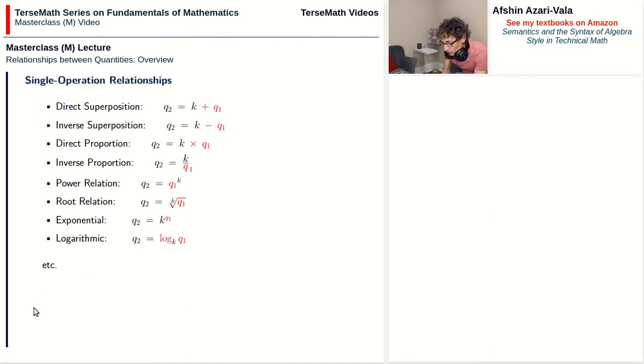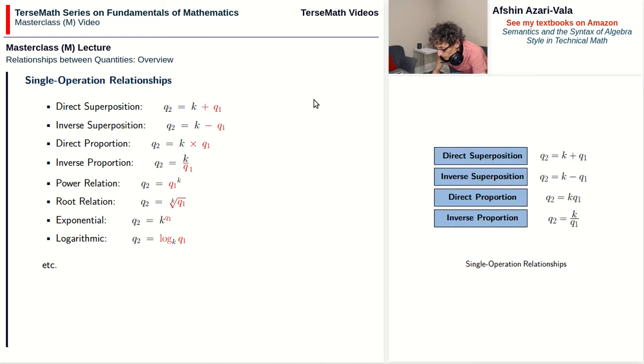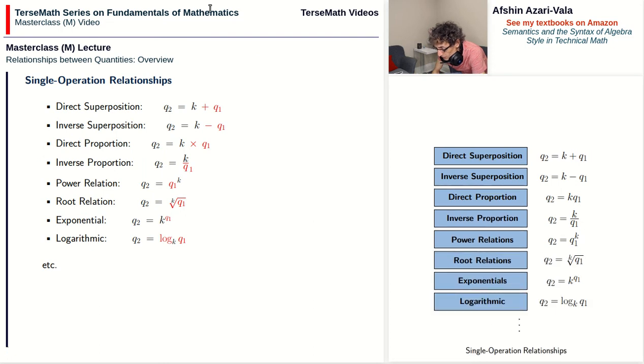And we can go on and talk about more of these single operation relationships. Now, if these were the only kinds of relationships that we had, then math would be much easier than it is now. The fact that we have so many different kinds of relationships comes from the fact that we can combine these simple relationships into more complex ones. You do notice that in these relationships there is only one operation that applies to Q1. That's why we call them single operation relationships. Here Q1 is being added, Q1 is being subtracted, multiplied by, divided by, and so on.